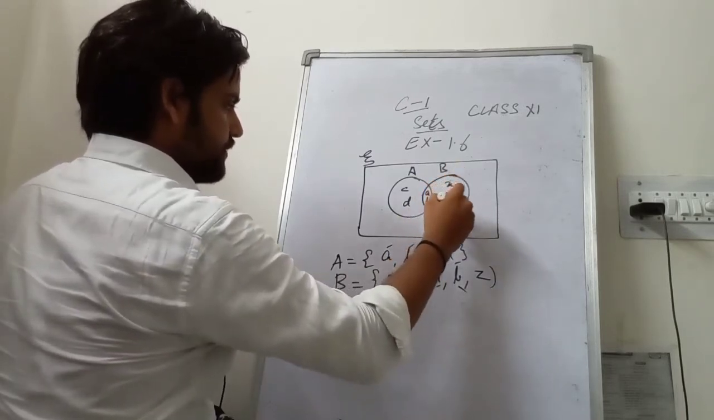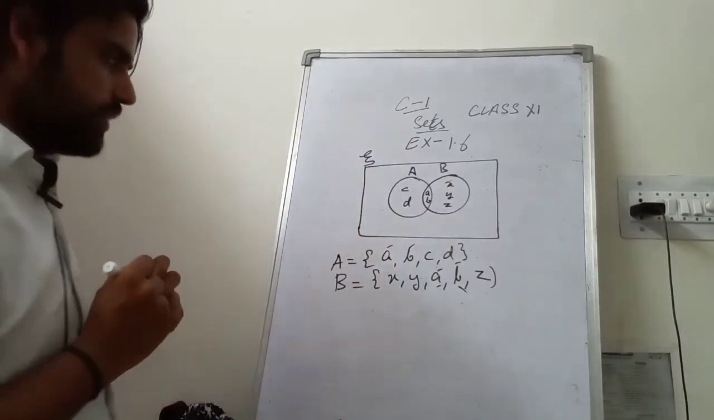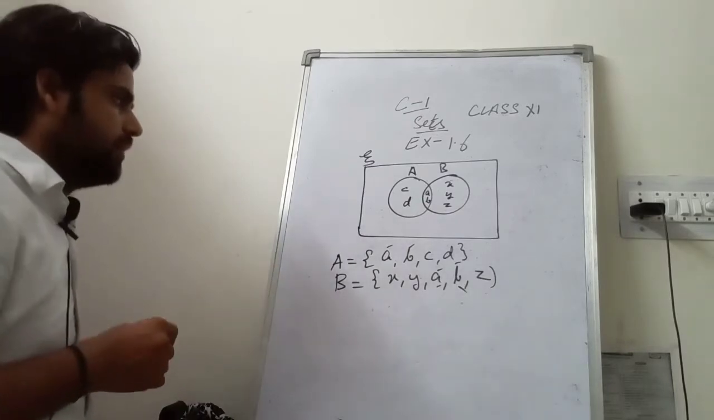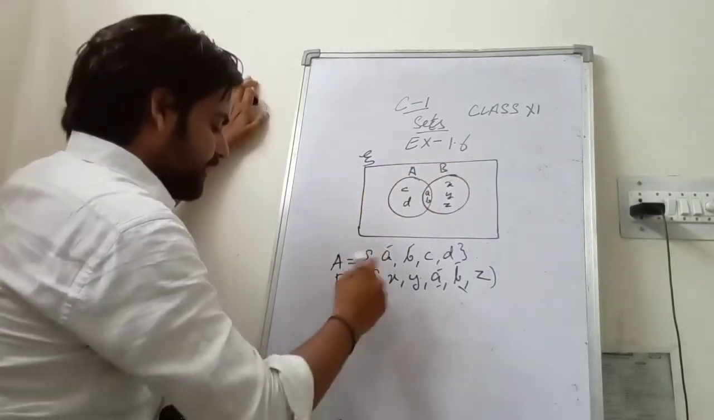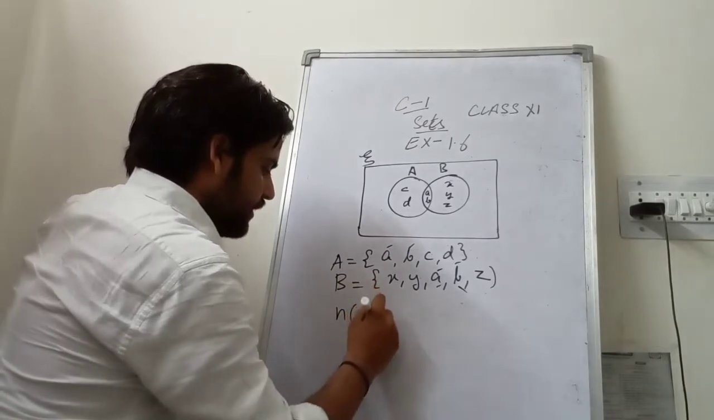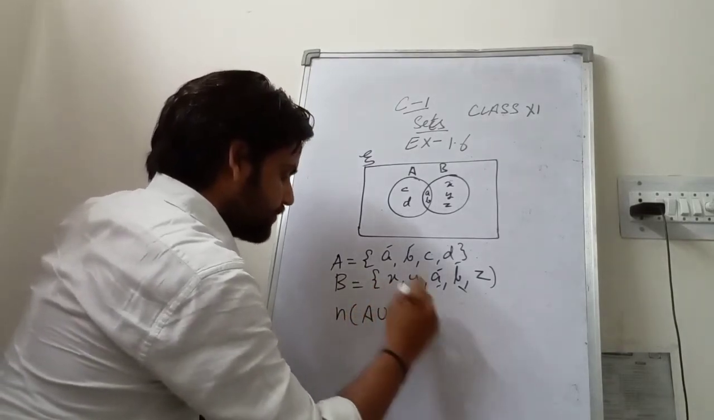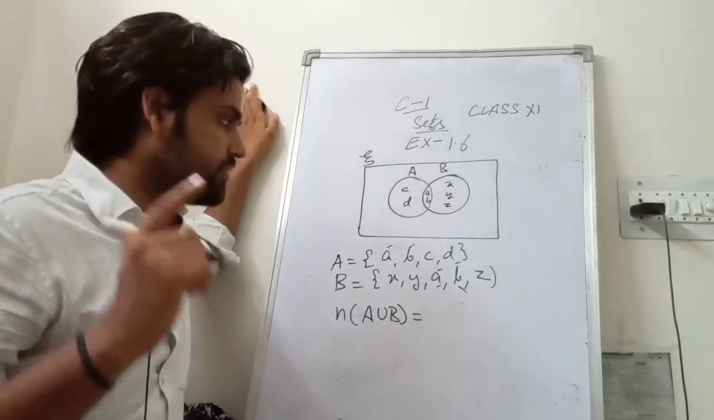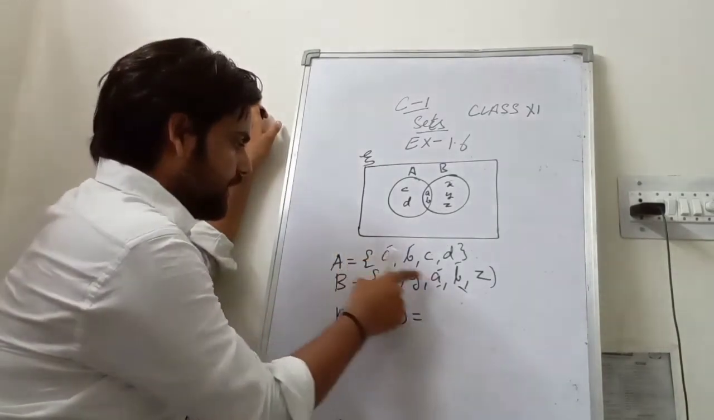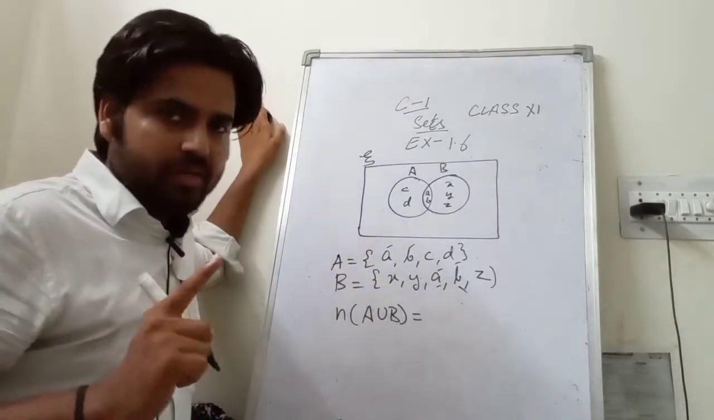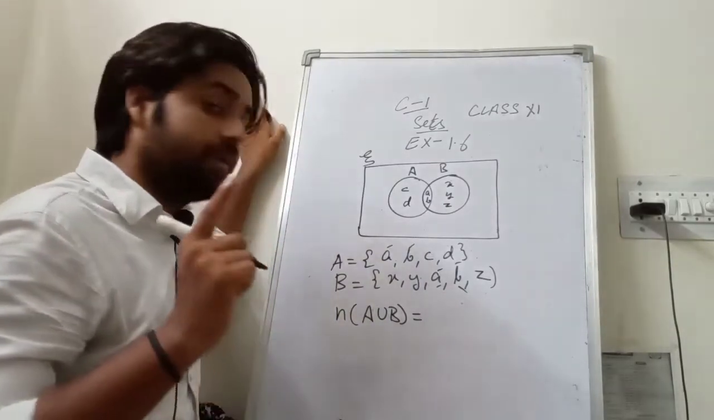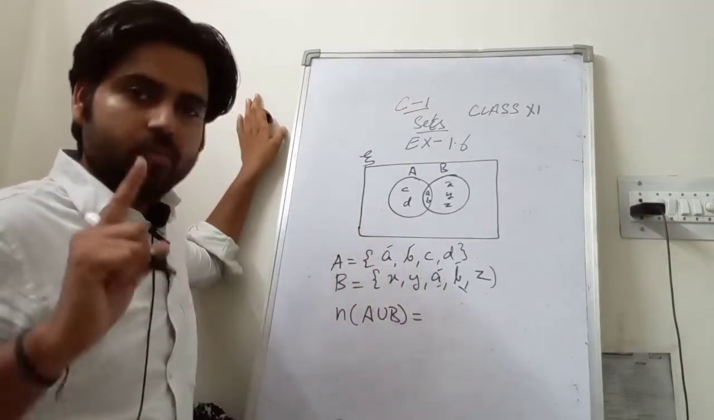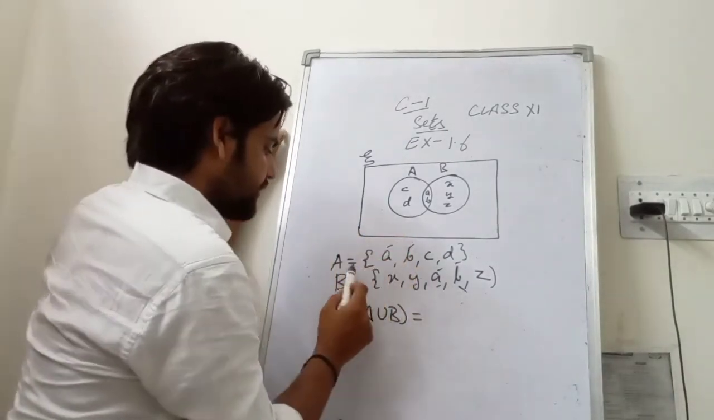So now, if I'm just going to formulate that formula, can I find the number of A union B? A union B means all the elements you have to see, but we will not count the same element again and again. Here A is coming in both A and B as well, so we will count it one time only, not two times. Similarly, B also we are going to count once. So just see how many elements are present in A union B.